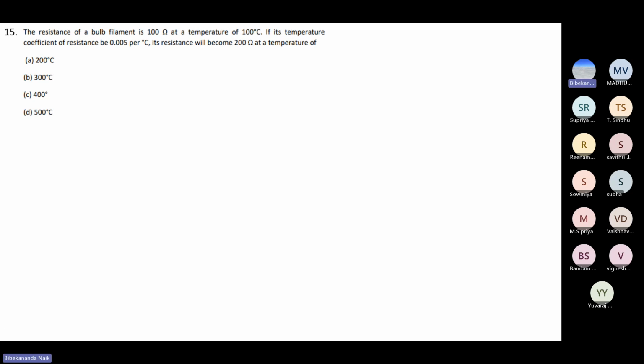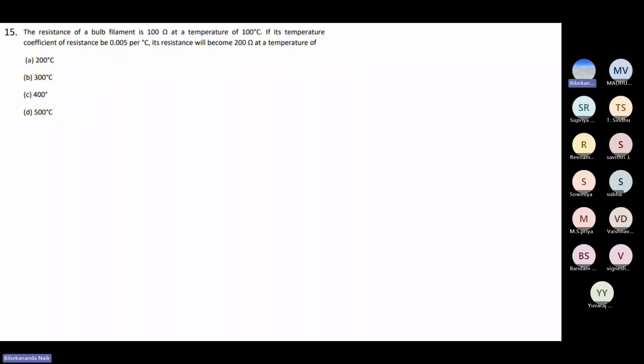The question says the resistance of a bulb filament is 100 ohm at a temperature of 100 degrees Celsius. If the temperature coefficient of resistance is 0.005 per degree Celsius, then the resistance will become 200 ohm at a temperature of option A 200 degrees Celsius, B is 300 degrees Celsius, C is 400 degrees or D 500 degrees Celsius.